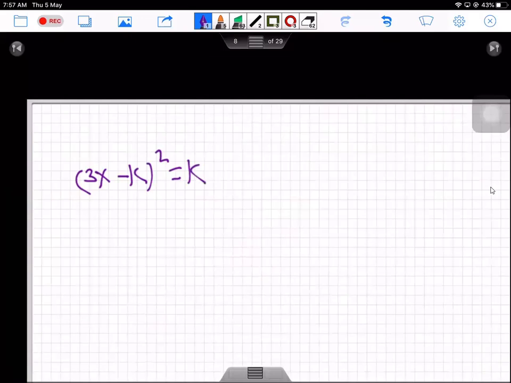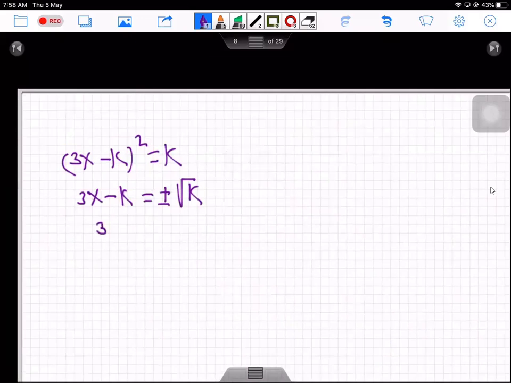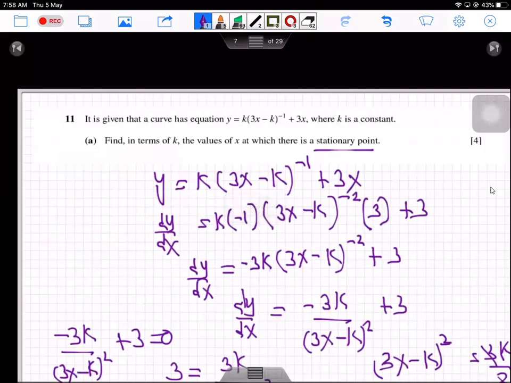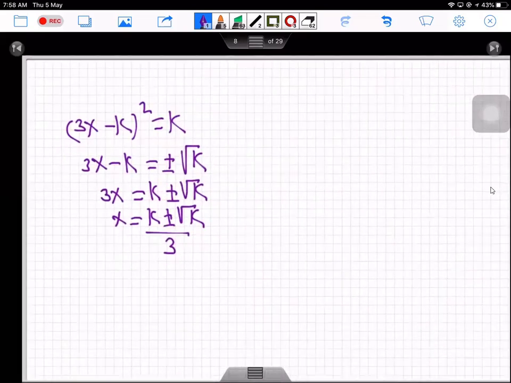Now, after taking square root on both sides, what will happen? 3x minus k will be equal to plus minus square root of k. We need to find the values of x, so make x the subject of the equation. So 3x equals k plus minus square root k. So x equals k plus minus root k over 3. This is your final answer. These are the values of x in terms of k for which there is a stationary point. All right. Then we have the next part.